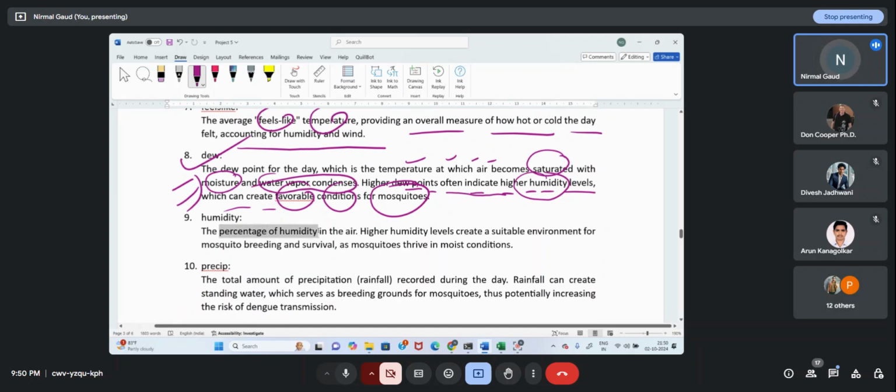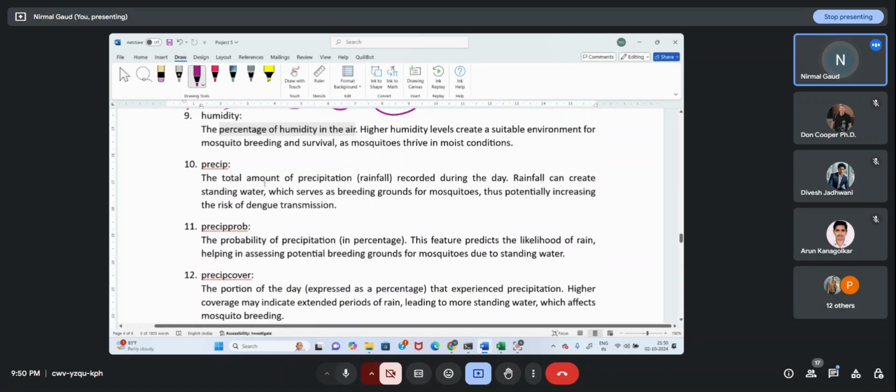Humidity, that means the percentage of humidity in the air. Precipitation, that means the rainfall recorded during the day. See, these have an impact. Temperature, humidity, average temperature, all are having an impact. That means environmental conditions are fully responsible for the dengue mosquito.